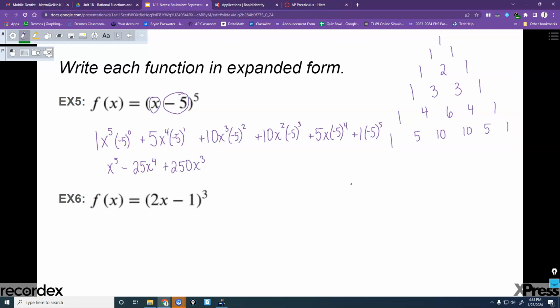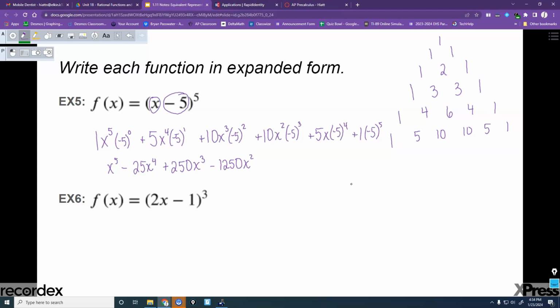Here I've got to do negative 5 to the 3rd. That is negative 5 times negative 5 times negative 5. It's going to give us negative 125. And we're multiplying that by 10. So we'll get negative 1250 x squared. Then I've got to do negative 5 to the 4th power.